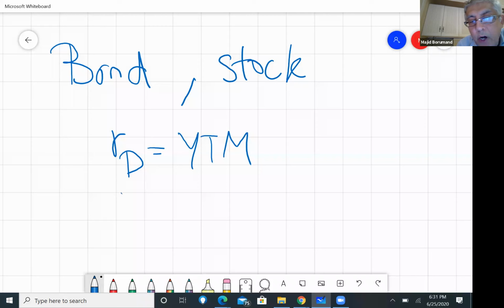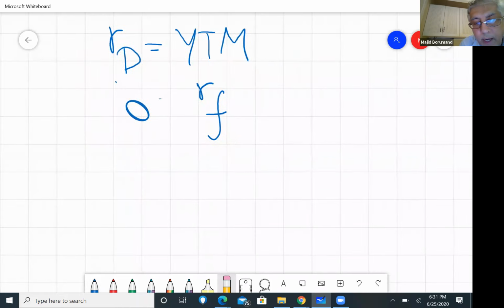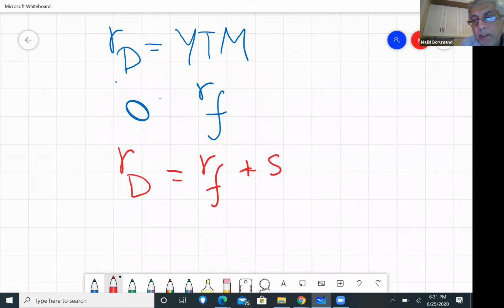Or in general terms, your cost of debt is the risk-free rate, because nobody's going to give you money for less than the risk-free rate, right? So cost of debt is minimum risk-free rate plus you have to pay a spread.